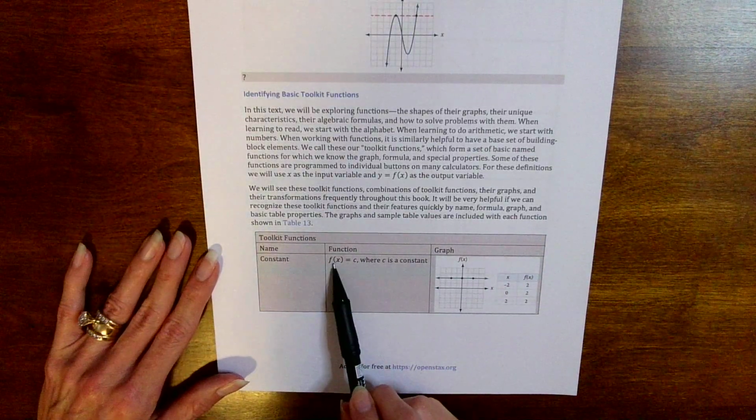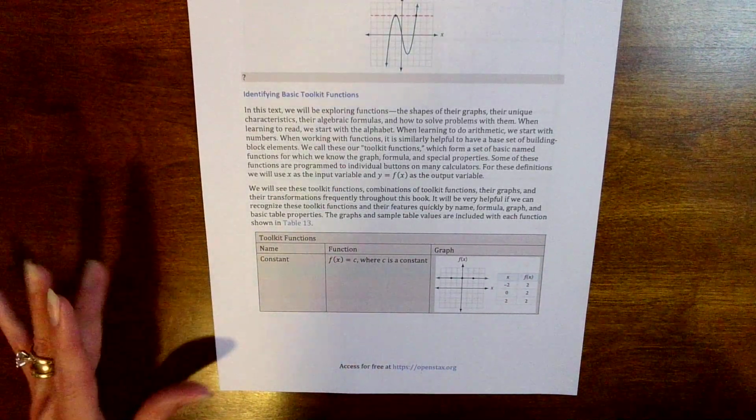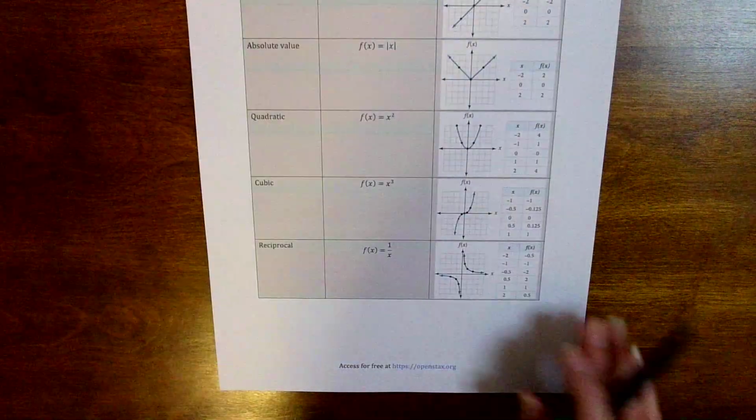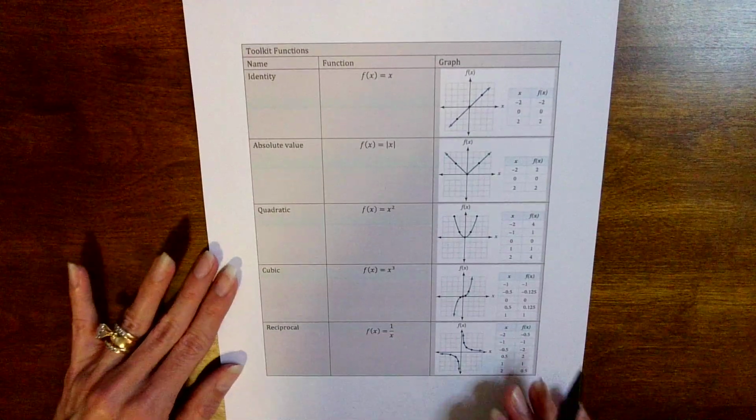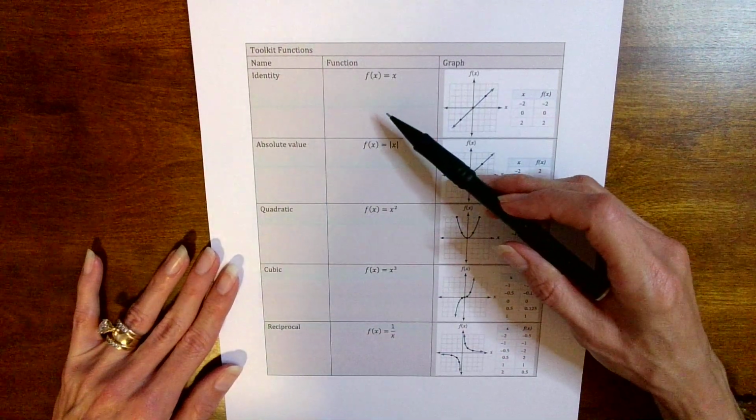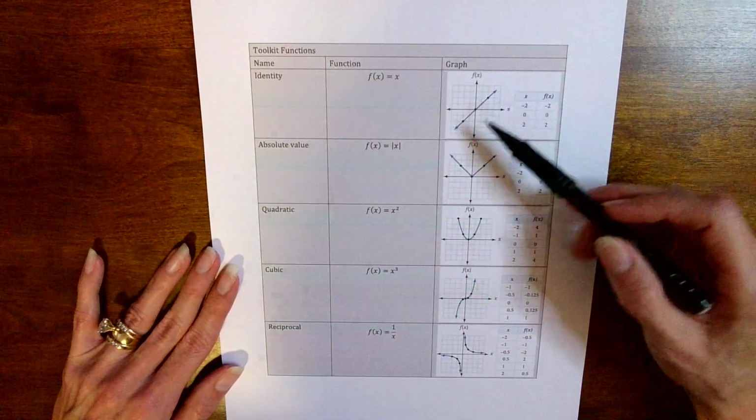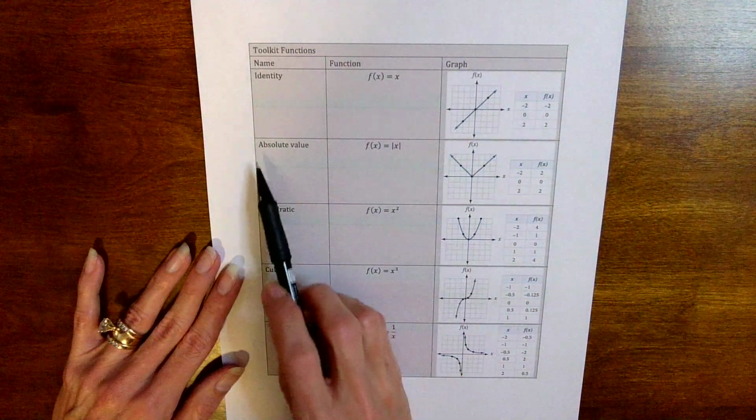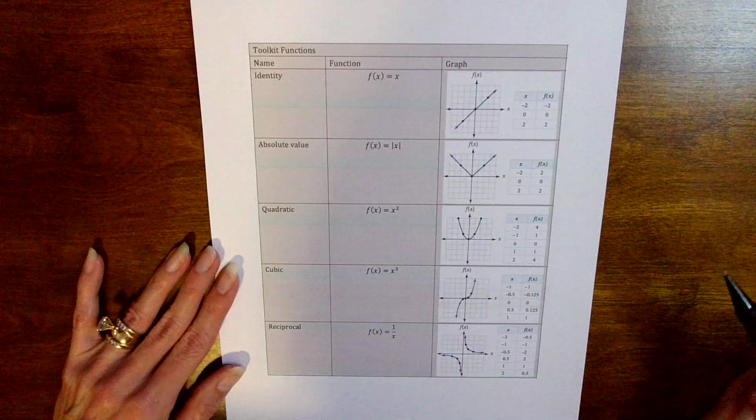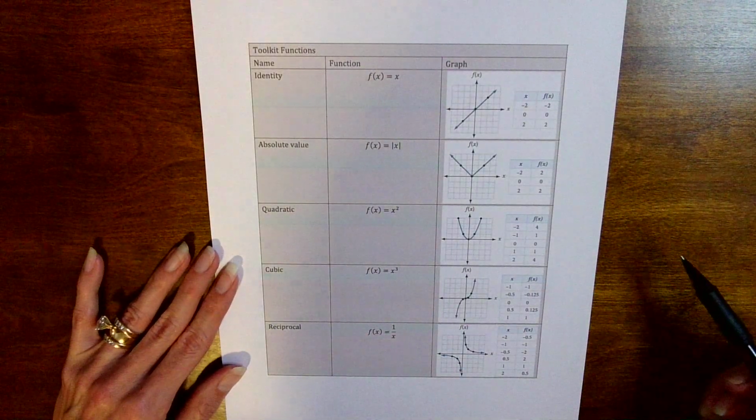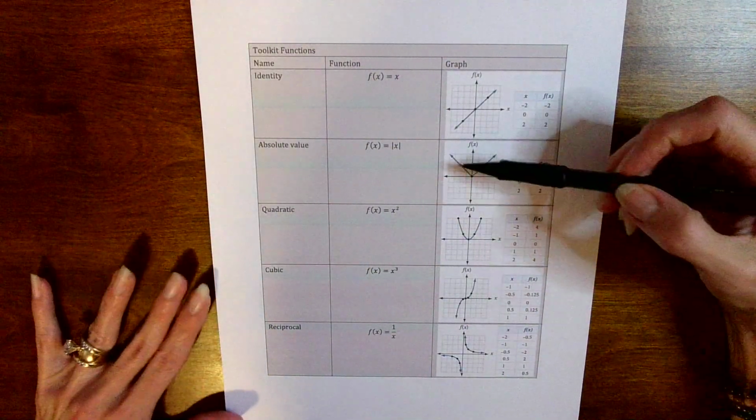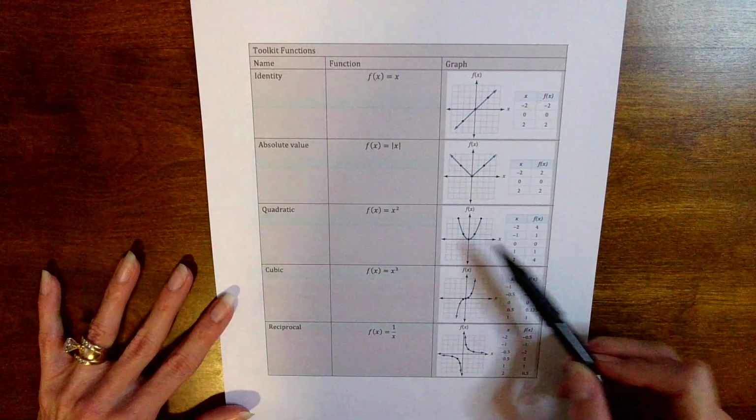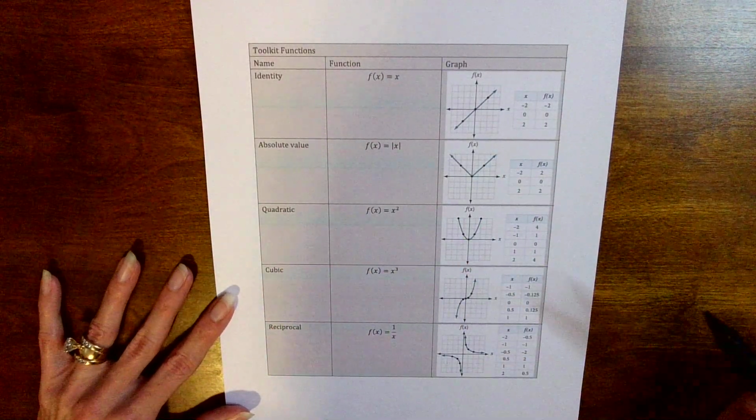This is a constant function where f of x equals just a number. Okay, the graph is going to look like that. This is the identity function, y equals x, or f of x equals x. Okay, so it's going to be a line with a positive slope. Absolute value function, f of x equals the absolute value of x. So it's always going to be a V shape. The quadratic will always be a parabola or a U shape.